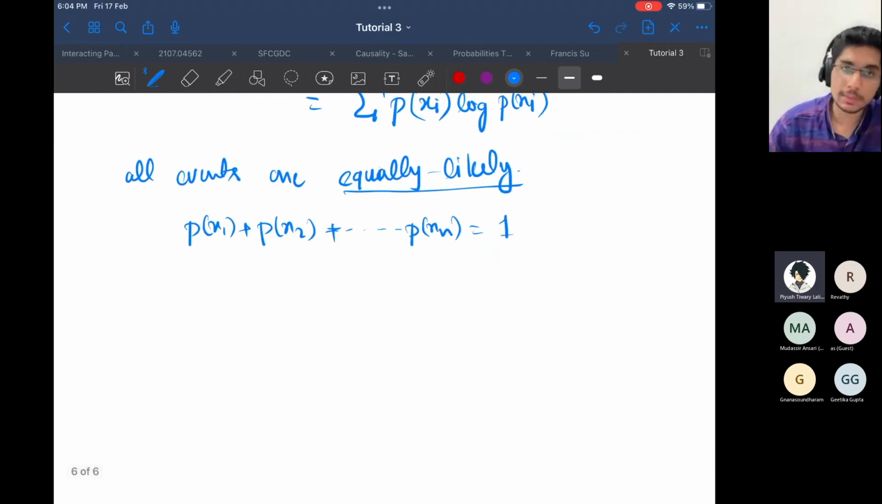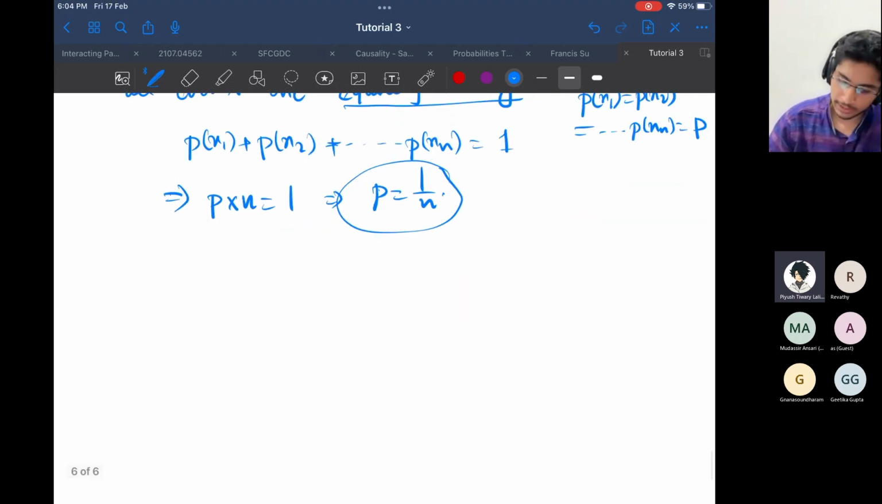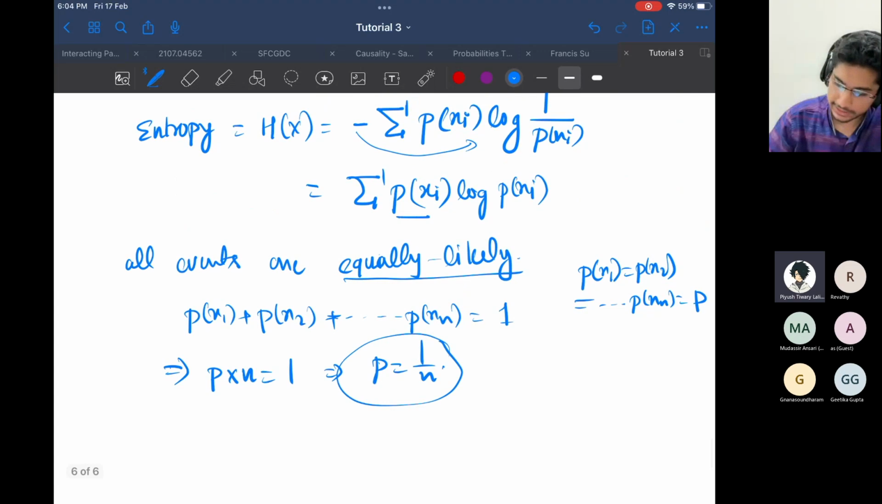Now I know that each of them is equal. So let me say that p of x1 is equal to p of x2 is equal to p of xn, which is equal to, let's say, p. I know that all of them are equal, so I can take any value, let's say p. So p, how many times will it be added? n times. p into n is equal to 1, right? So what will be p? p is nothing but 1 by n. This is a simple calculation, right? Now I know what p of xi is. For each xi, the p of xi is p, which is equal to 1 by n.